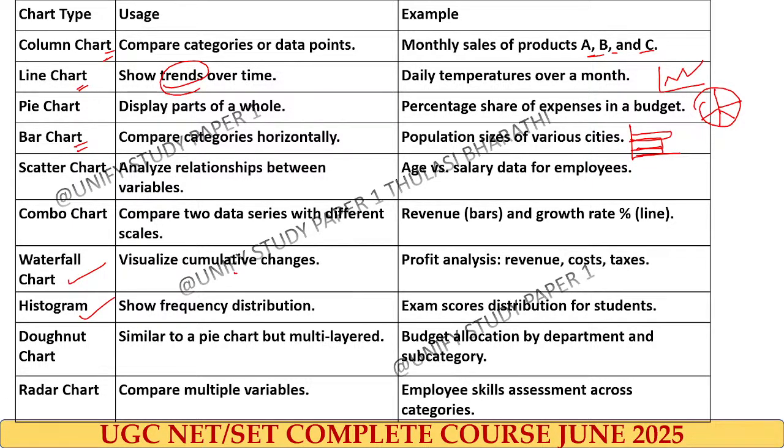And then we have the histogram chart for frequency distribution. The example is the score distribution for the students. For that we can have the histogram. And then the doughnut chart, which is similar to a pie chart, it will look like that, and that is called a doughnut chart. And the radar chart is for multiple variables. Clear? Yes.